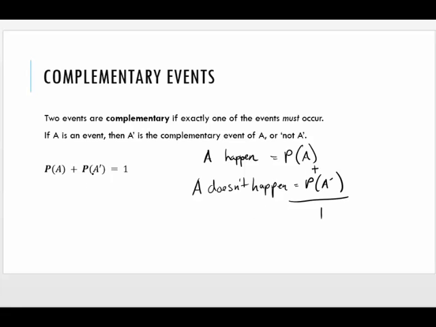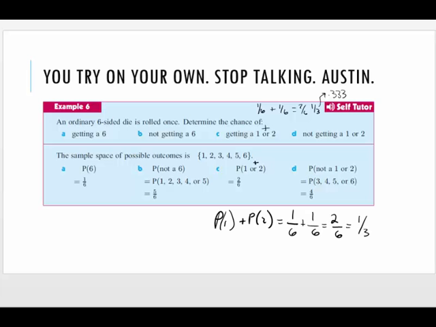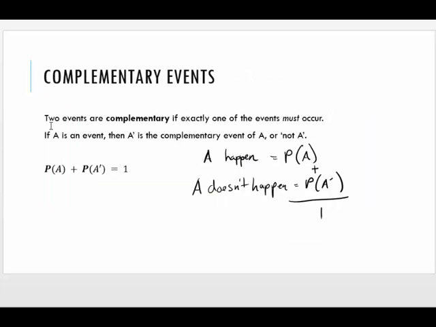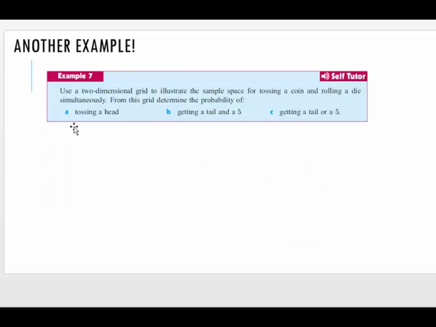So A prime is just not A. Okay? So if we go back to that example that we just saw up here, we have not 1 or 2. That would be kind of the example. So let's actually take a look at this one. This is not 6. So if A is 6, then A prime would be not a 6. It's everything else. Because if you add those two up, 1/6 and 5/6, you end up getting 1. So those are called complementary events. Okay? So here's another example.